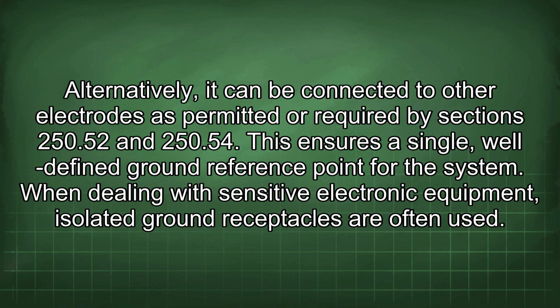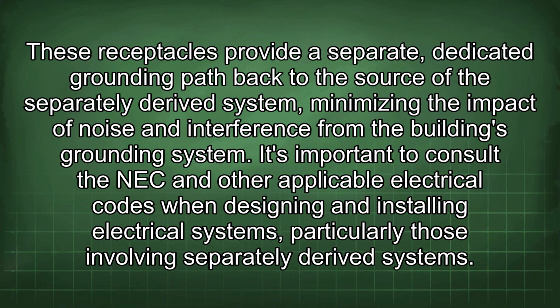When dealing with sensitive electronic equipment, isolated ground receptacles are often used. These receptacles provide a separate, dedicated grounding path back to the source of the separately derived system, minimizing the impact of noise and interference from the building's grounding system.